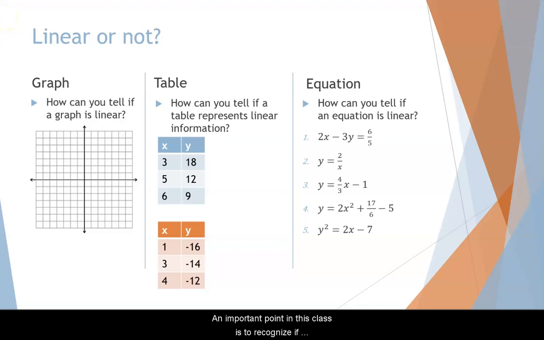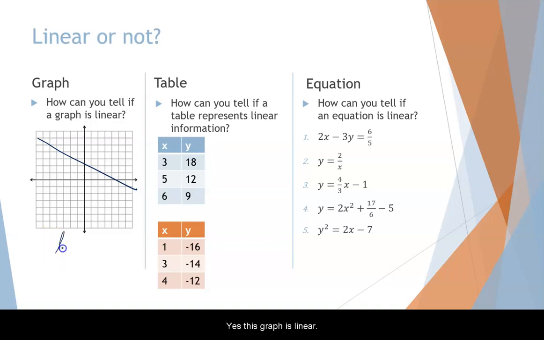The goal in this class is to recognize if something's linear or not linear. We want to be able to recognize that from a graph, from a table, and from an equation. Let's start with a graph. How can you tell if a graph is linear? For example, is this graph linear? Pretend I did draw a straight line.